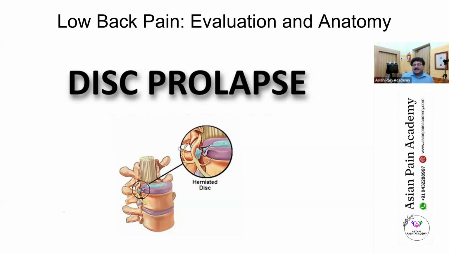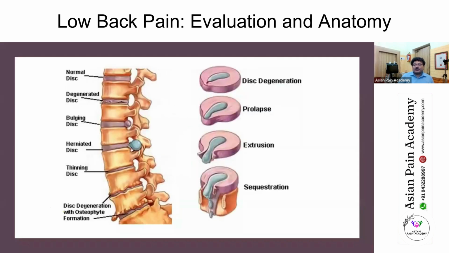Similarly, when the disc material comes out onto the root, as it has not been exposed to our immune system since birth, it also causes a strong inflammation here, and there is edema. That compromises the nerve space and causes pressure over the nerve, and the pain appears. This is known as disc prolapse or herniated disc.